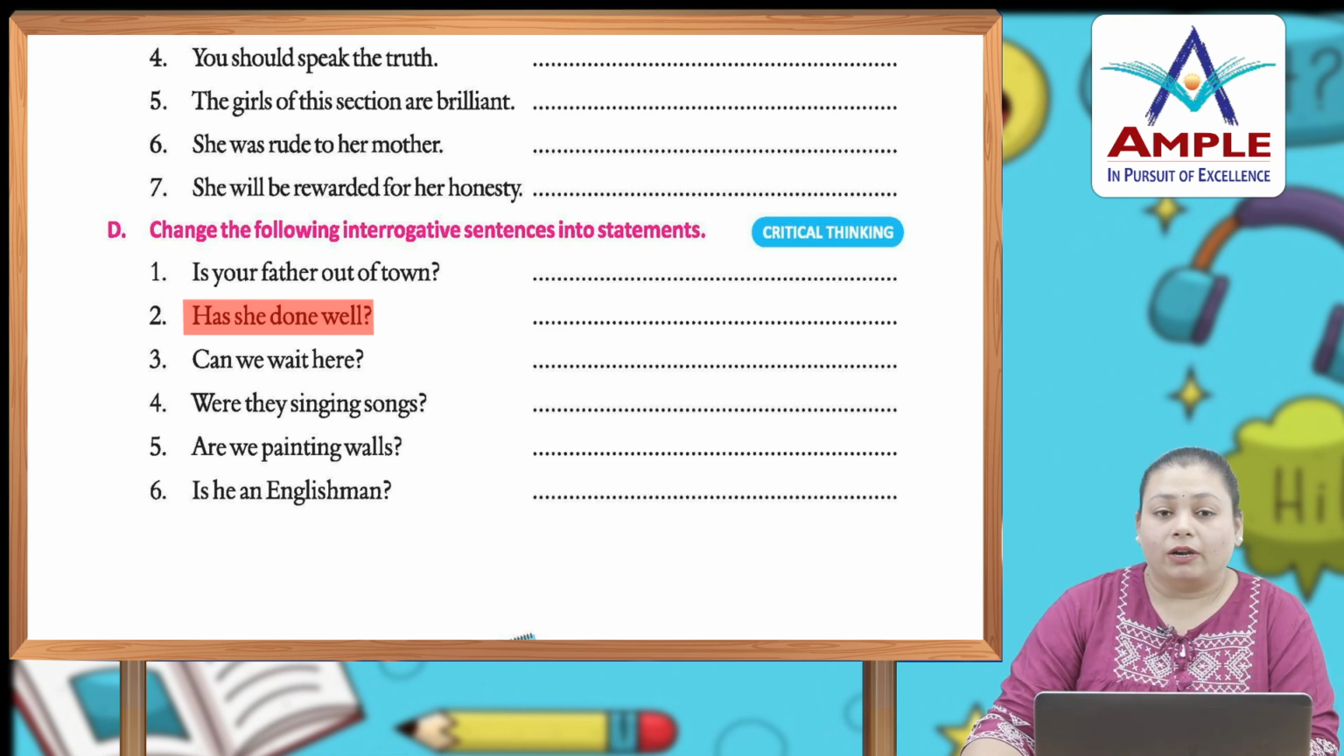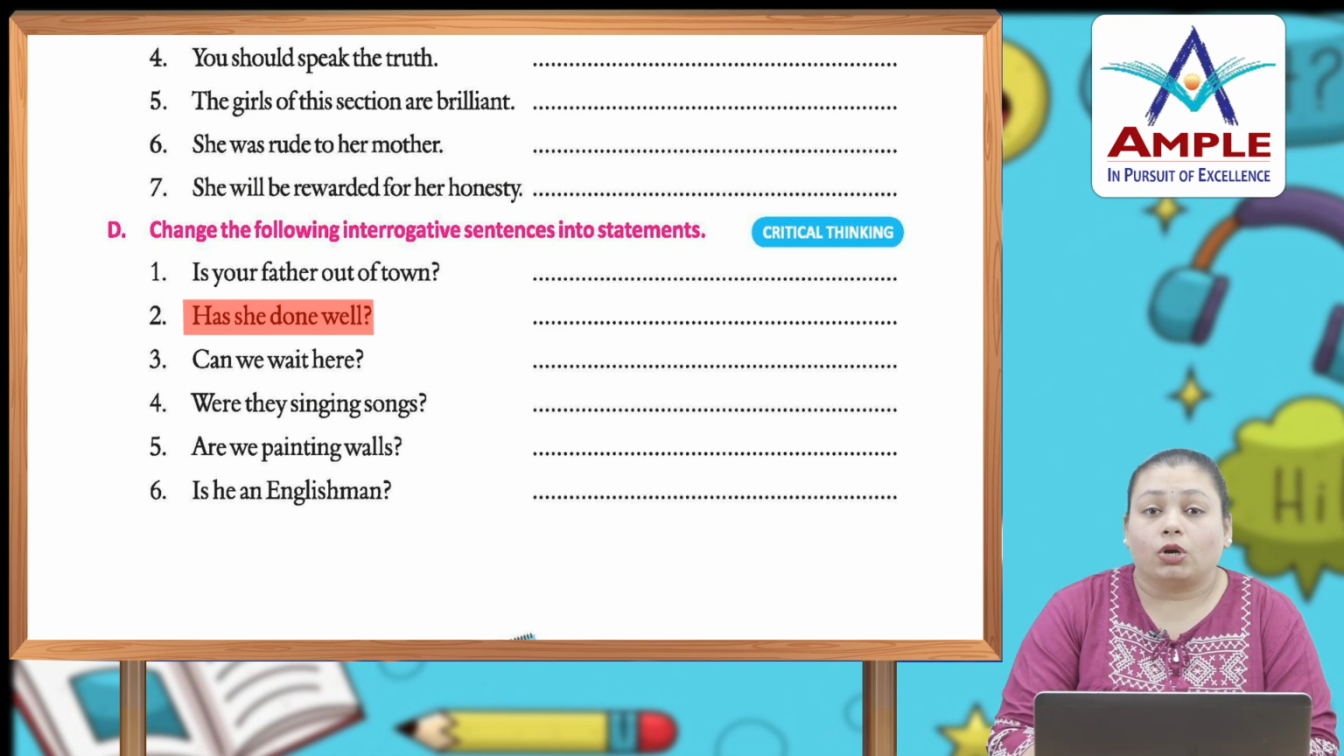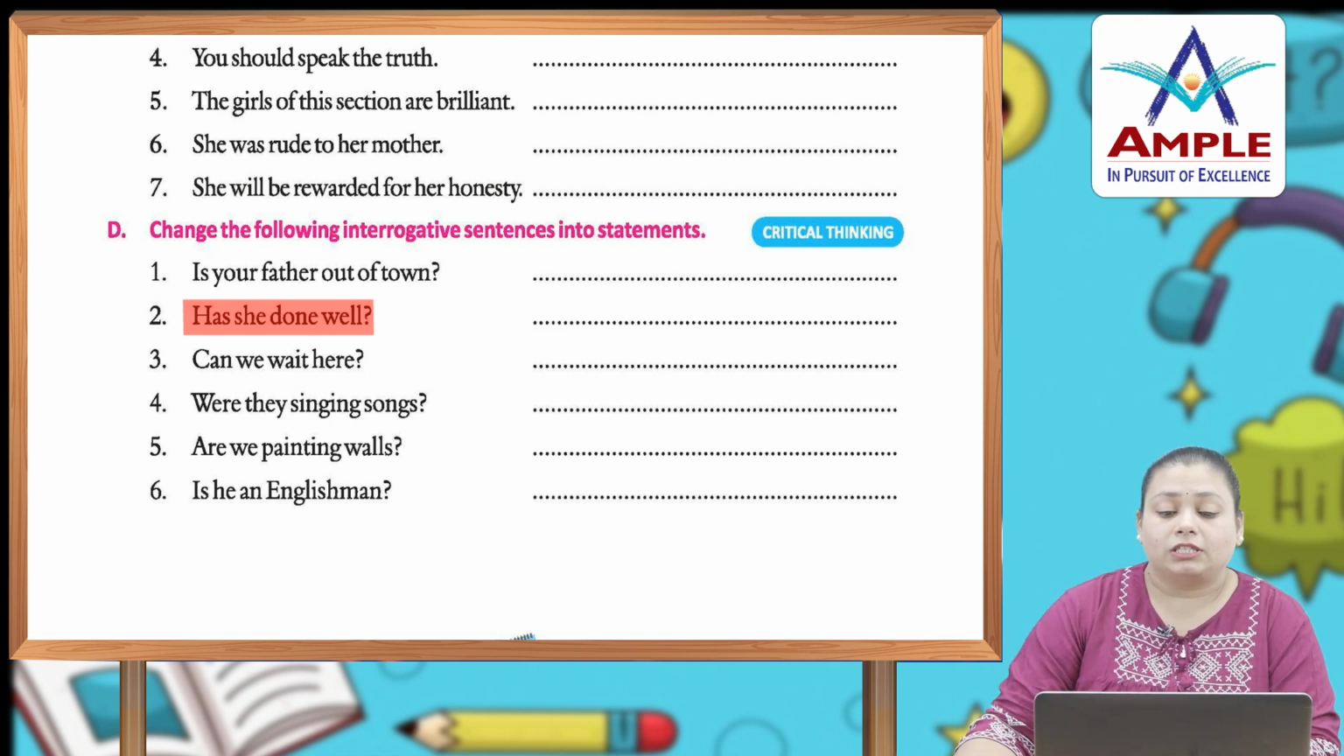So hopefully you understand what imperative sentences are, what negative sentences are, what interrogative sentences are, what exclamatory sentences are, and what are called statements or affirmative sentences. Okay, so this is the chapter. Here you learned about sentences, kinds of sentences, and how you can convert them into interrogative, imperative, and negative sentences. Hopefully you understand the chapter very well. Do the rest of the exercise on your own.